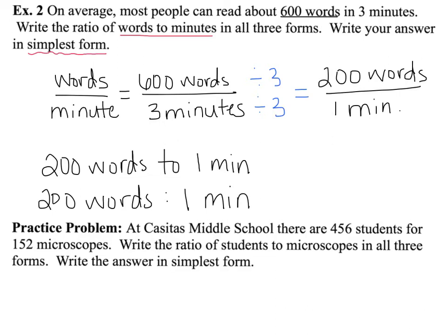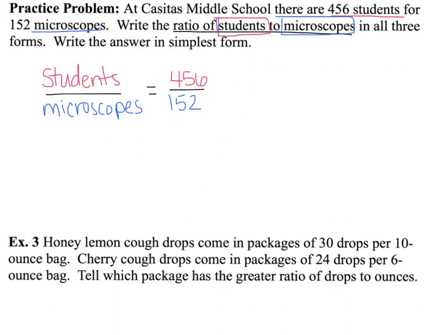Okay, next up is the practice problem. At Casitas Middle School, there are 456 students for 152 microscopes. Write the ratio of students to microscopes in all 3 forms. Write the answer in simplest form. Go ahead and pause the video, work the problem out, and check back in when you have your answer.